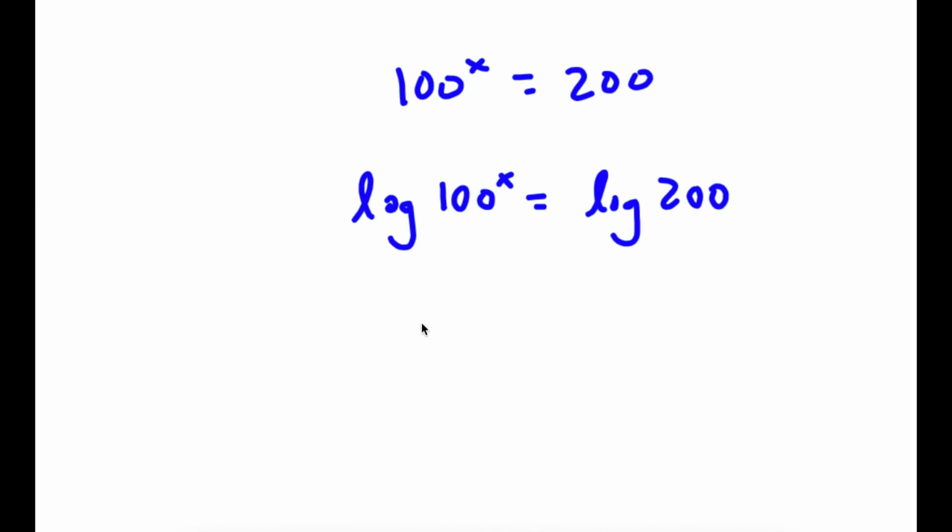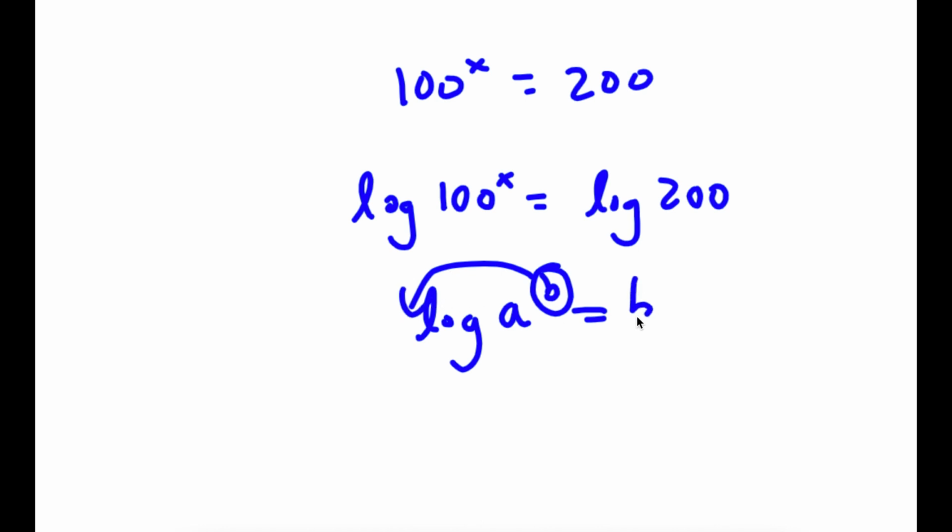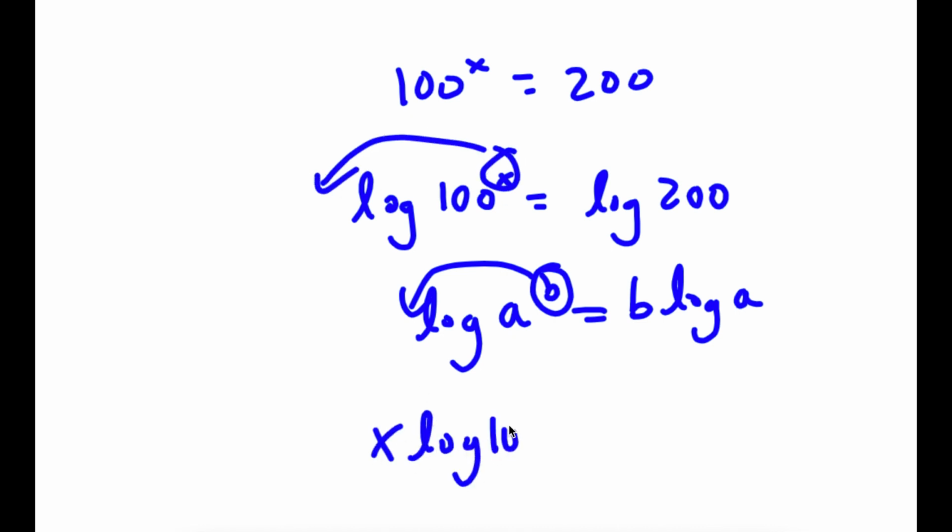Now, if I have something in the form log a to the power of b, I can move this exponent b to the front. So this is equal to b times log a. So in this case, I have log 100 to the power of x, and I can move x to the front. So now I have x times log 100 is equal to log 200.